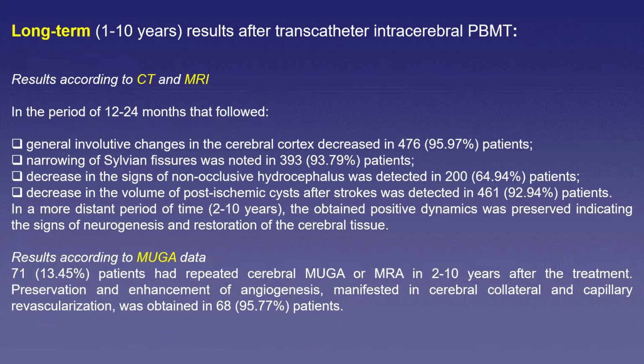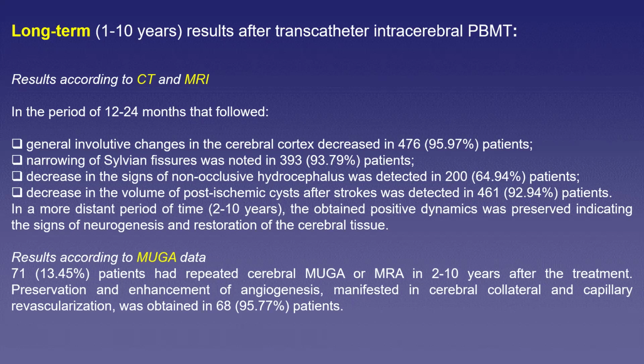For long-term results, which is 1 to 2 years after PBMT, according to CT and MRI, in the period of 12 to 24 months, general involutive changes in the cerebral cortex decreased in 95.9% of patients. Narrowing of Sylvian fissures was noted in 93.79% of patients. Decrease in the signs of non-occlusive hydrocephalus was detected in 64.9% of patients. Decrease in the volume of post-ischemic cysts after strokes was detected in 92.9% of patients.